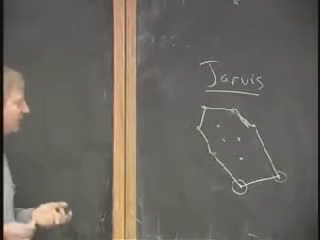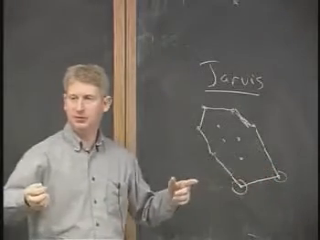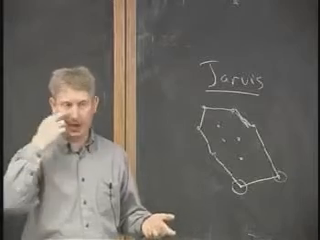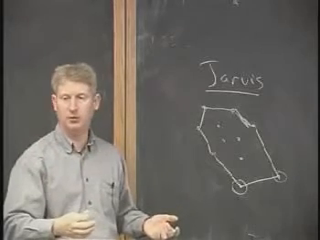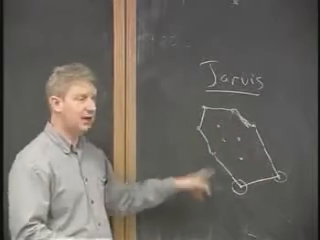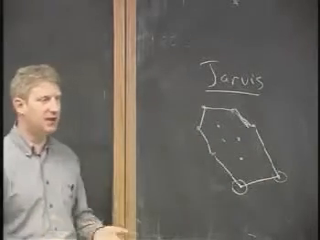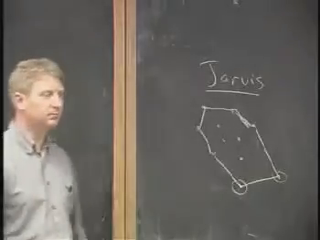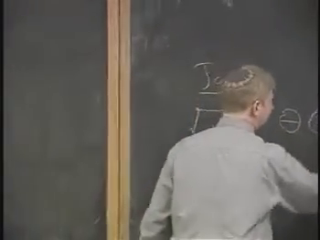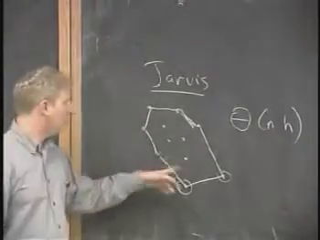Okay? How many steps does it take? Every time you're looking for the rightmost, it takes linear time. You have to look at all the nodes and find the one that's the most clockwise one. How many times do you do that? Proportional to the number of nodes that end up being in your hull. It's easy to analyze, easy to state, easy to code. Takes order nh.